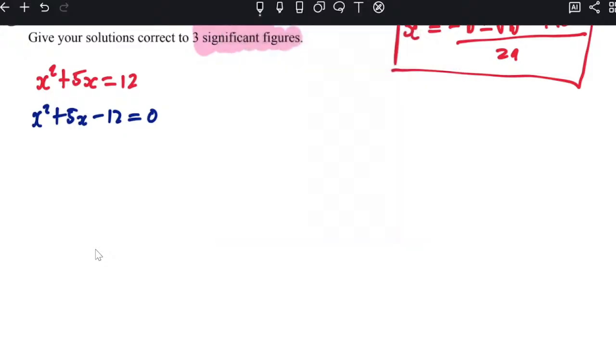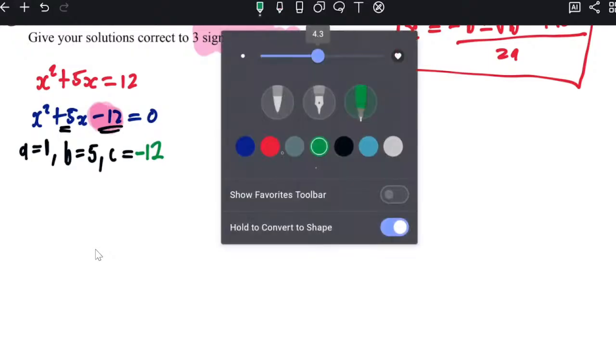Now we can use our quadratic formula. What is your a, students? What is the number in front of x squared here? It's a 1, right? There's nothing, which means it's a 1. Then what is your b? The number in front of x, what is it? 5. Then what is c? This last number? Negative 12, not a 12. Be careful. Take it with a sign.